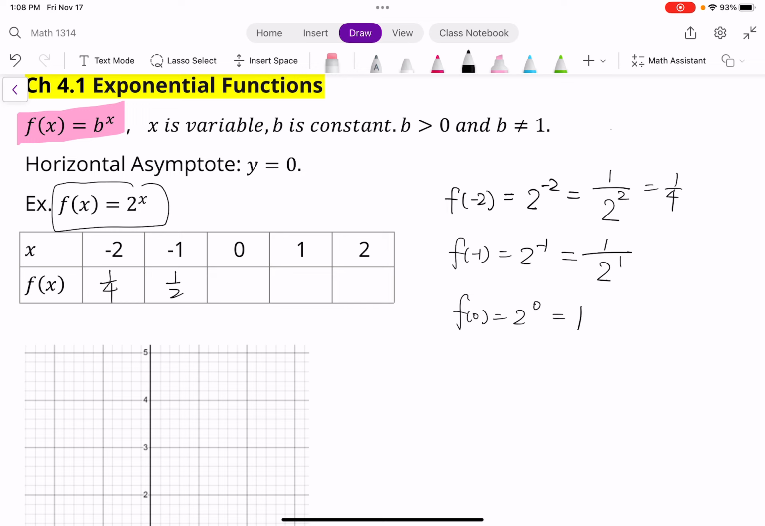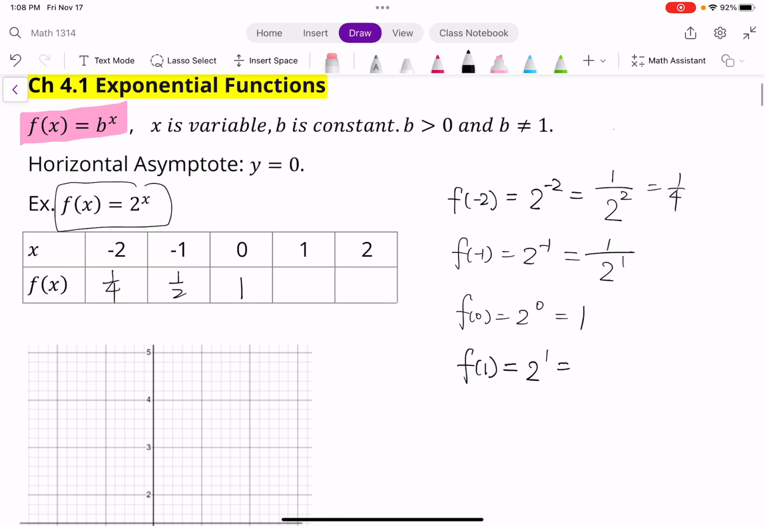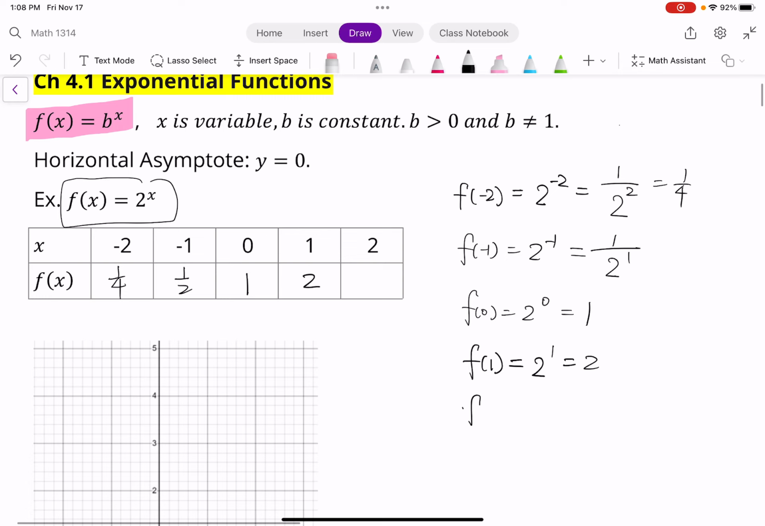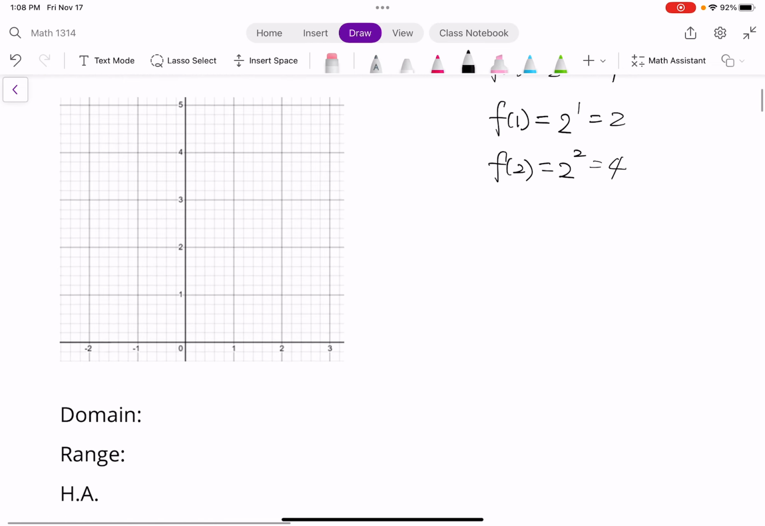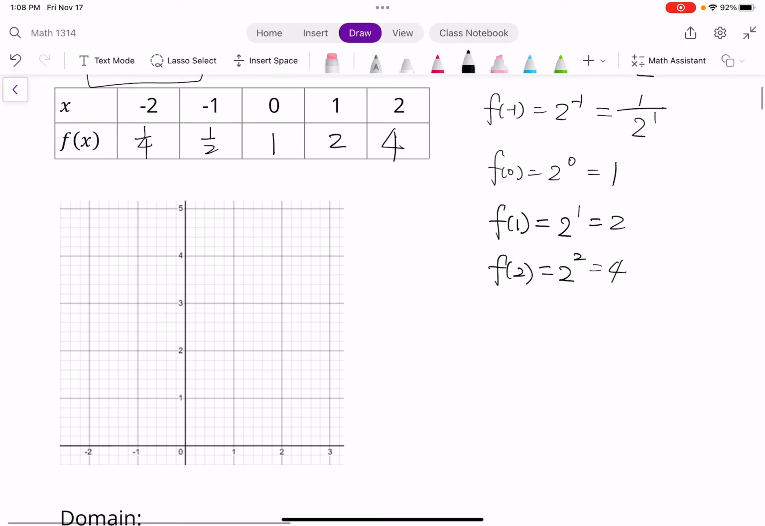It doesn't matter what the base is. If I have a 0 power, it is 1. Next, we can evaluate f of 1. Let's put 1 here. 2 to the first power is 2. And f of 2, 2 squared, is 4. So we got 5 key points. Let's plot the key points on my graph. First one is negative 2, 1/4. It's the point here. Negative 1, 1/2; 0, 1; 1, 2; 2, 4.